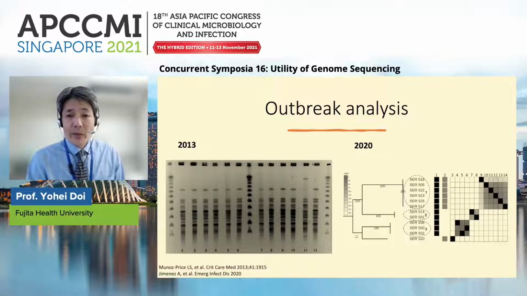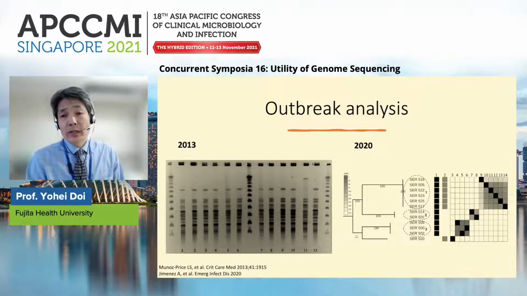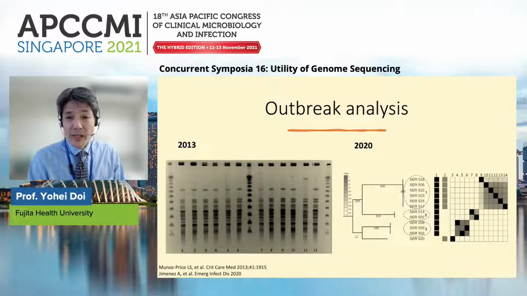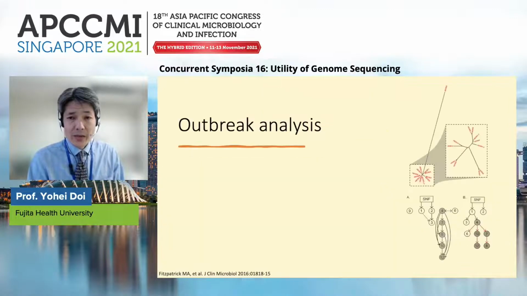But when we were examining another outbreak, this one with Serratia in 2020, we were no longer using PFGE. Instead, we were using single nucleotide variations detected by long-read sequencing. So things have really changed even in the past few years in this area.